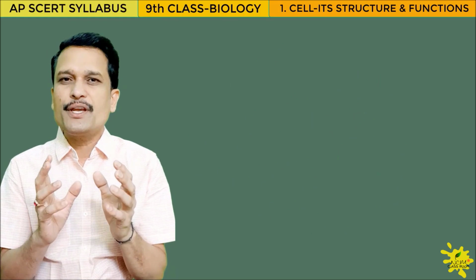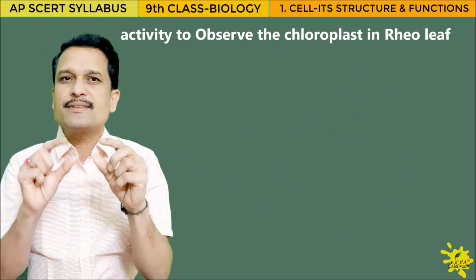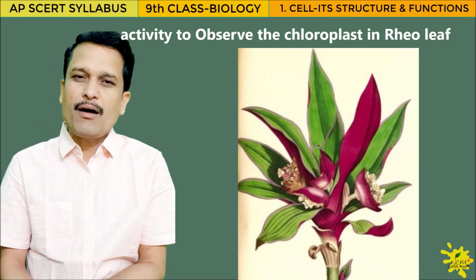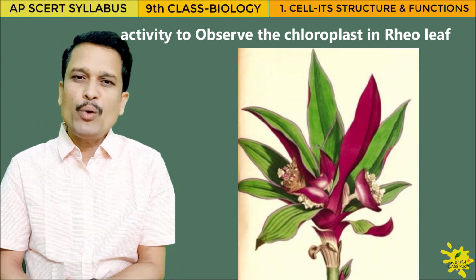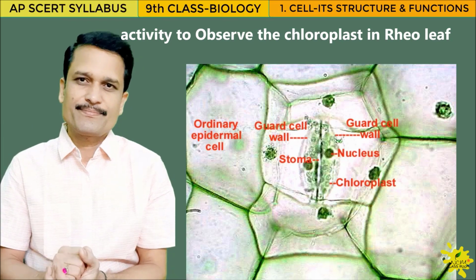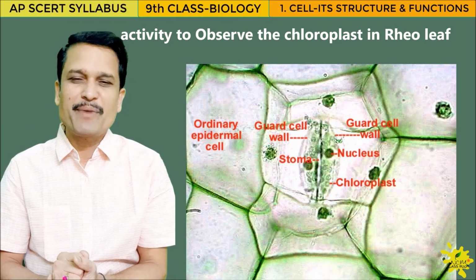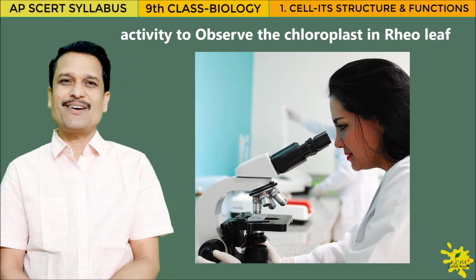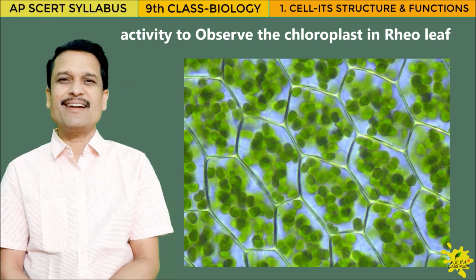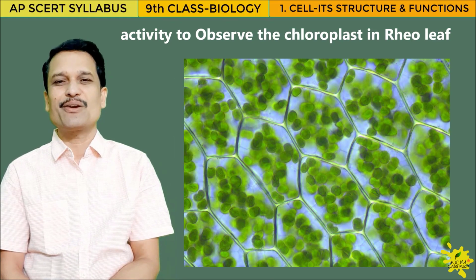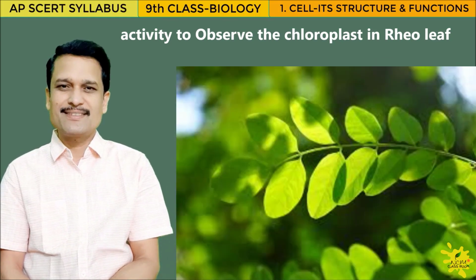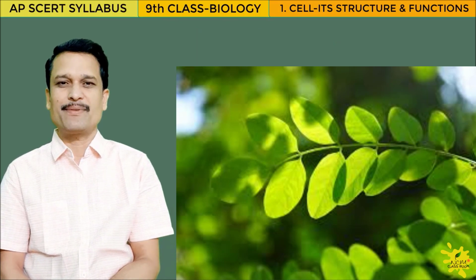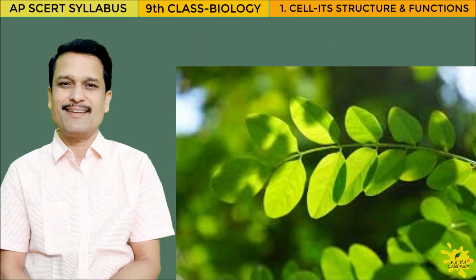Let us see the activity to observe the chloroplast in Rheo leaf. Take the peel of Rheo leaf and mount it on a slide. Observe it under compound microscope. You will observe small green granules called chloroplasts. They mainly contain green substance called chlorophyll. Because of this green chlorophyll, plants appear green in color. There are different types: chlorophyll A, B, C, D, E, like that.